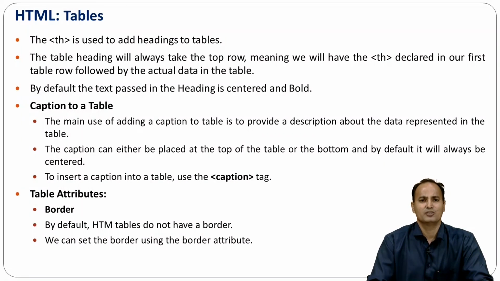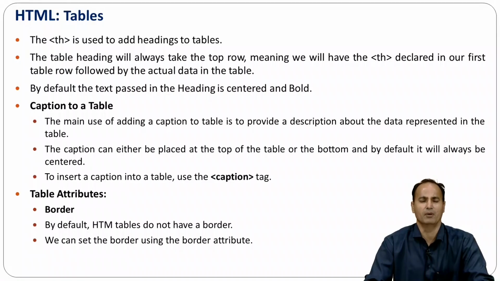TH is used to add headings to a table. If you want to add a header to a table, we will use the TH tag. The table heading will always take the top row, meaning we will have the TH declared in our first table row, followed by the actual data in the table. So the first row will indicate the headers of the table, and from the next row onward the actual data will be contained in the respective cells.